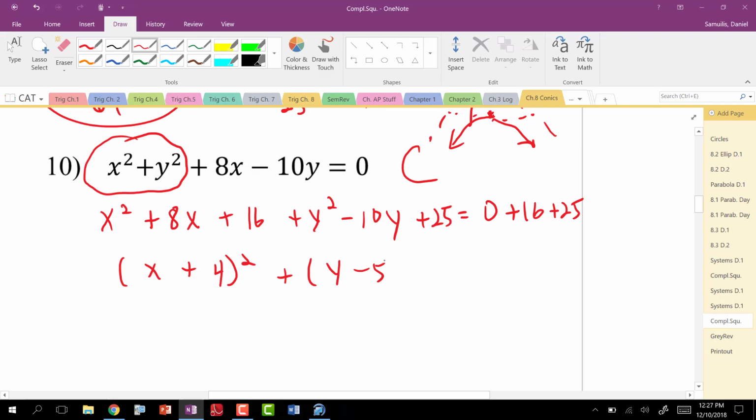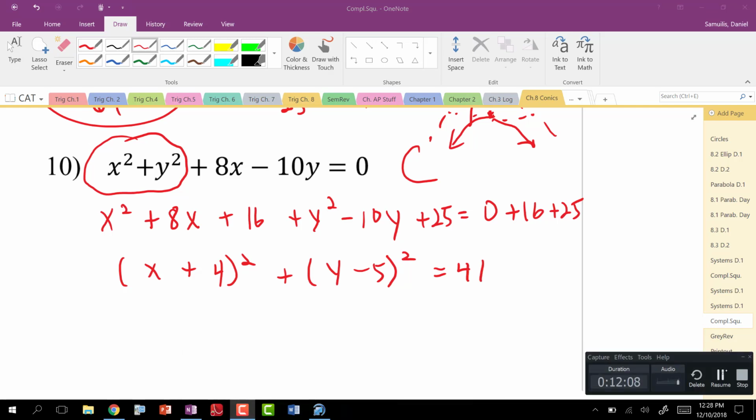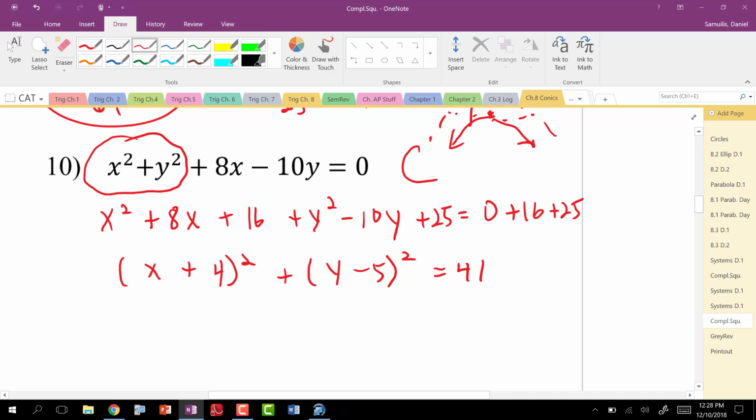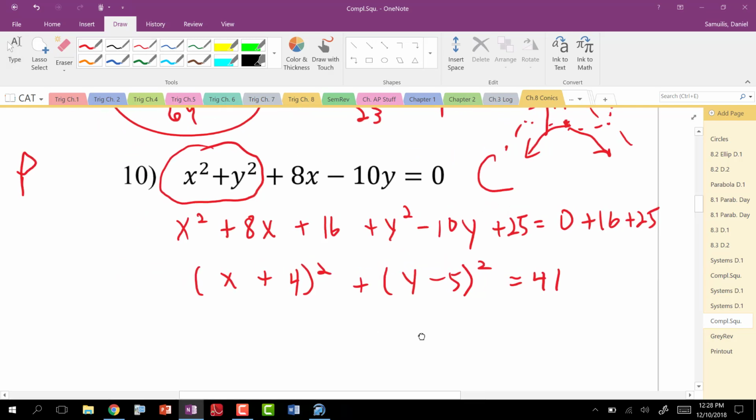What did I do wrong? Did I do something wrong? No? Why did I do what? Negative 4, 5. What's the radius? Square root of 41, which is 6 point something. You go to negative 4, 5 and go 6 point something up, down, right, and left, and have a circle.